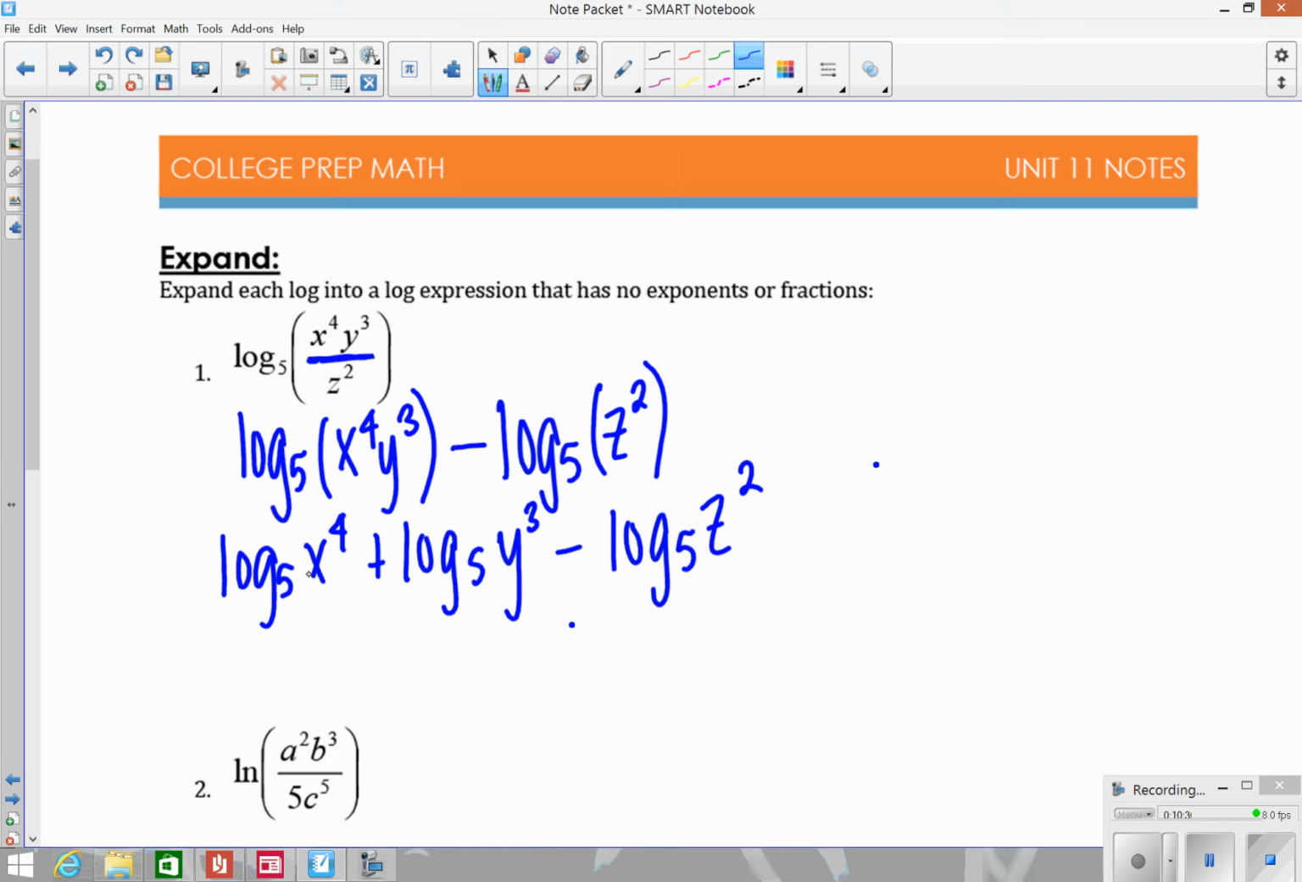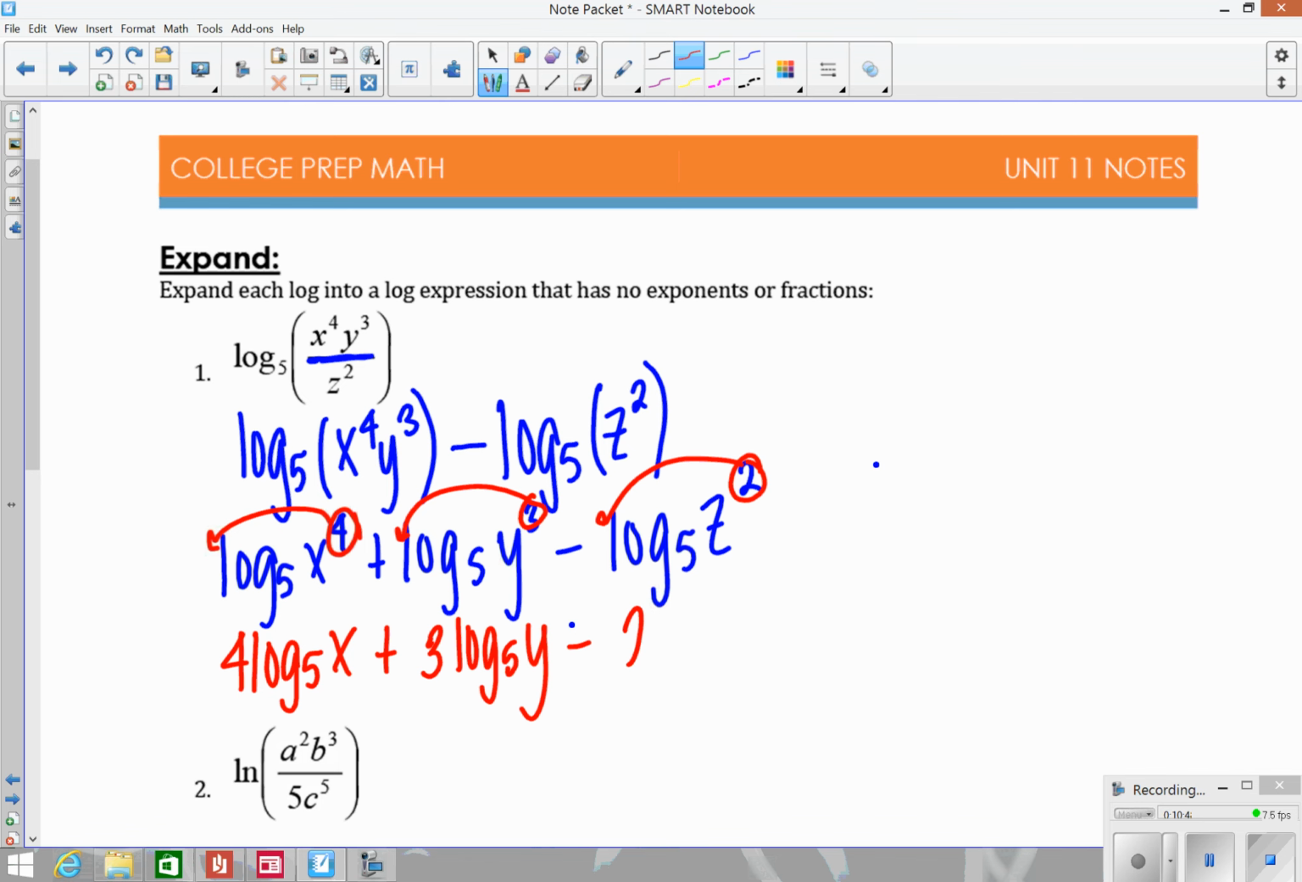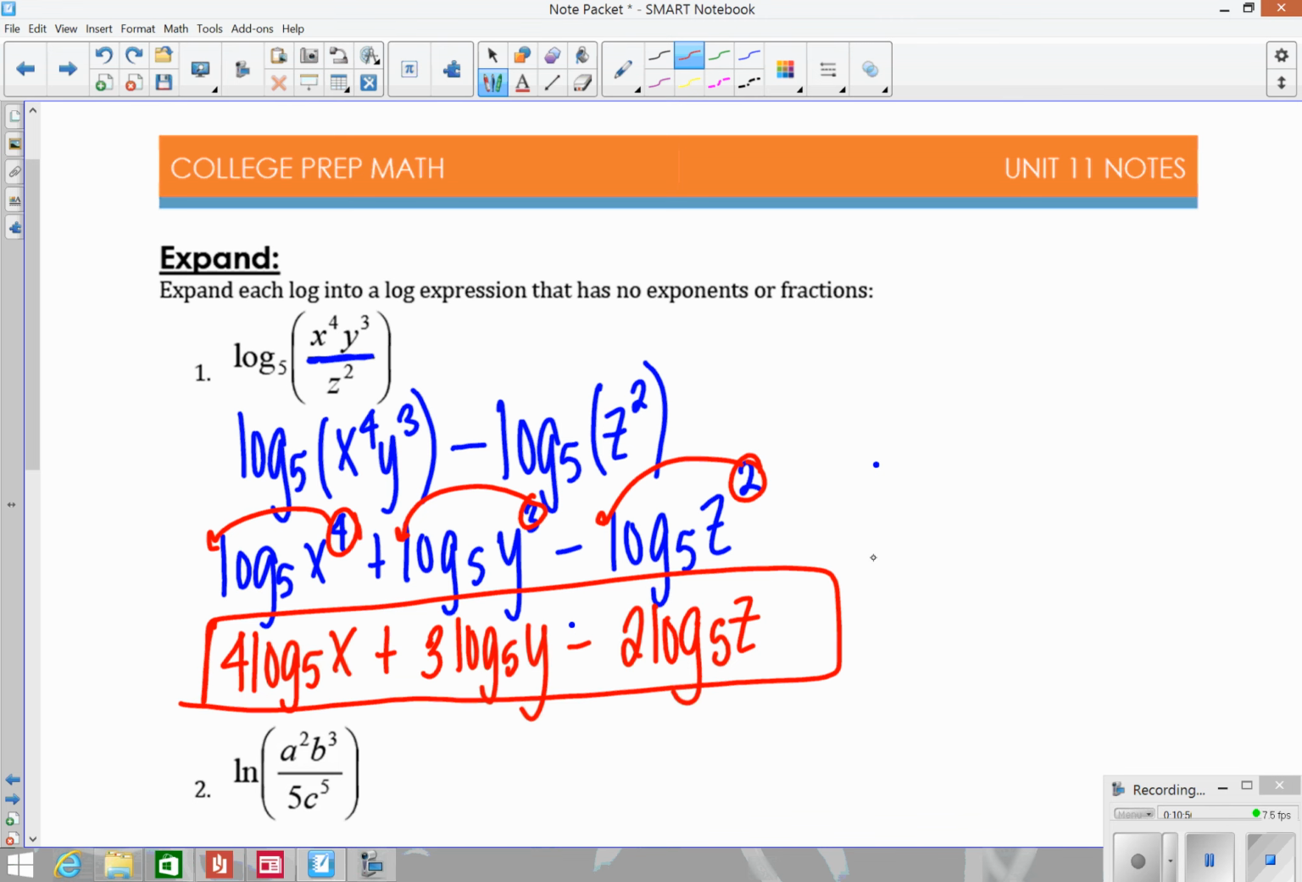So basically you're doing order of operations backwards because you're undoing this. So then from here, the only other thing I can do is take each of these exponents and bring them down. So I end up with 4 log base 5 of x plus 3 log base 5 of y minus 2 log base 5 of z. And again, if you wanted to check this, you basically start with the expanded version and go backwards. And I kind of did that as I was doing the whole process.